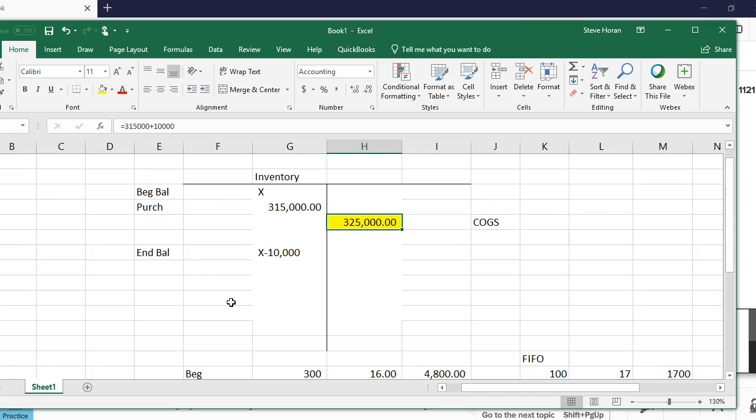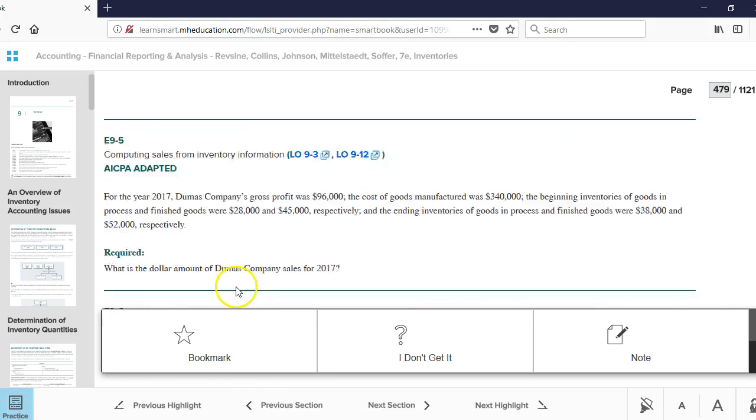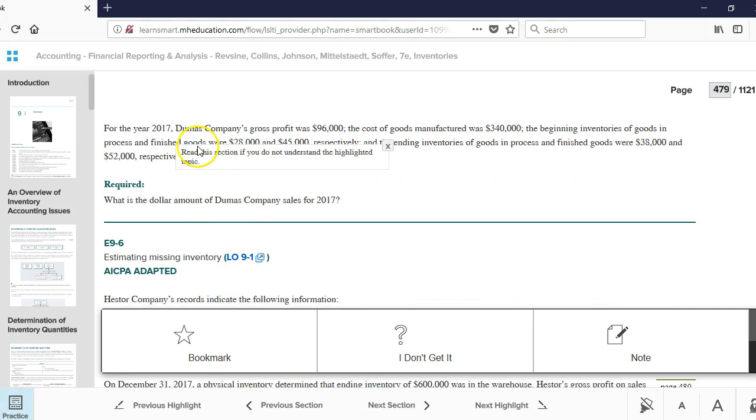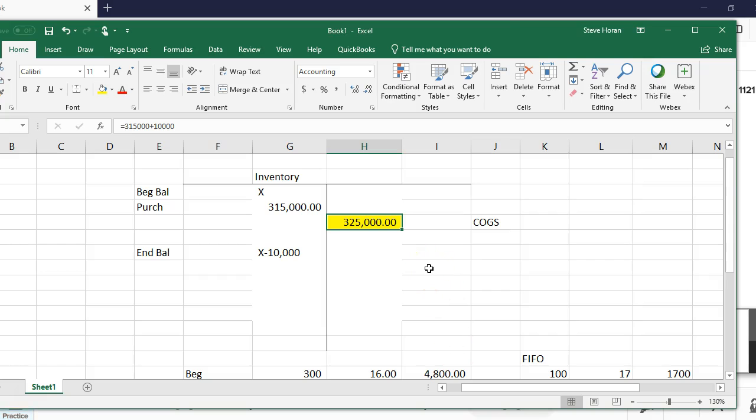9-5 is we're going to do something kind of similar. So go back to the homework here, and 9-5. For this one, Dumas Company's gross profit was 96. Cost of goods manufactured was 340. Beginning inventory of goods in process and finished goods is 28 and 45. Ending inventory of goods in process and finished goods is 38 and 52. What is the dollar amount of sales in 17?